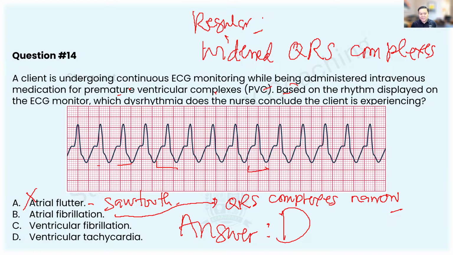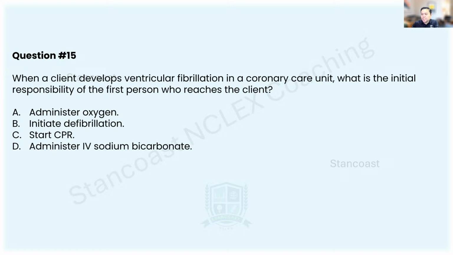It could be either with one kind of morphology, maybe just kind of uniform, or maybe a variety. But here we are seeing a uniform ventricular tachycardia rhythm, not VFib. Let's move on to the next 15.